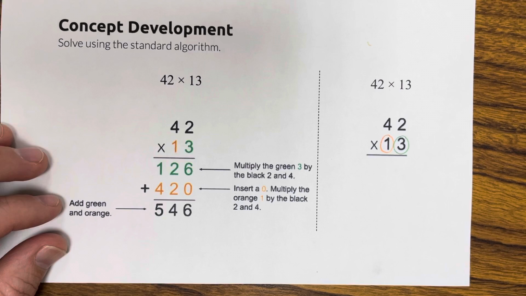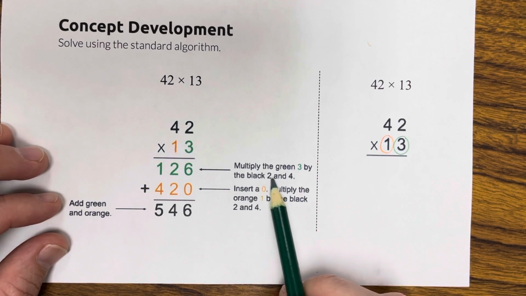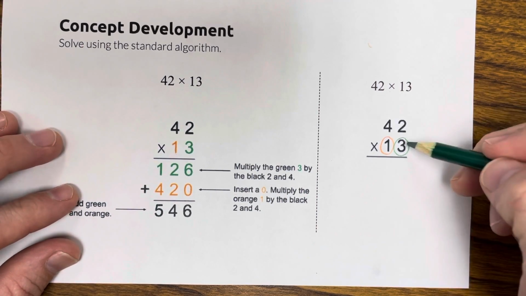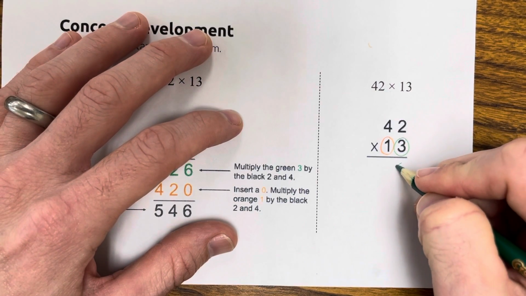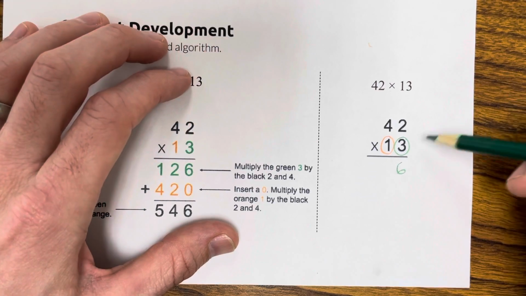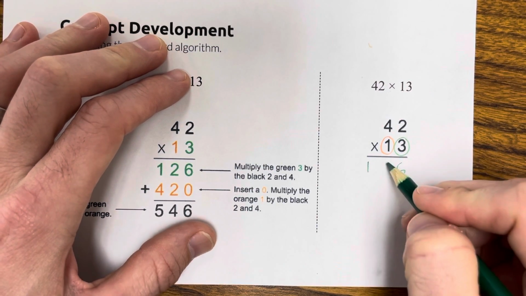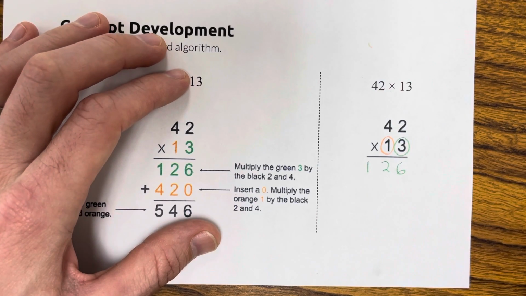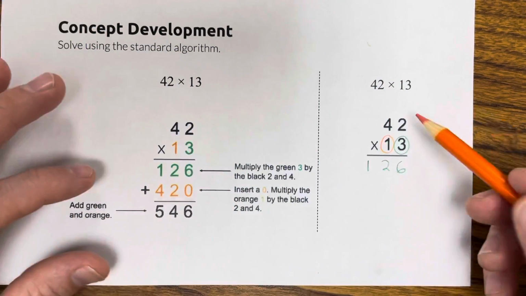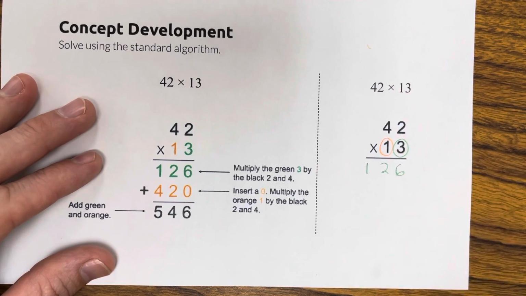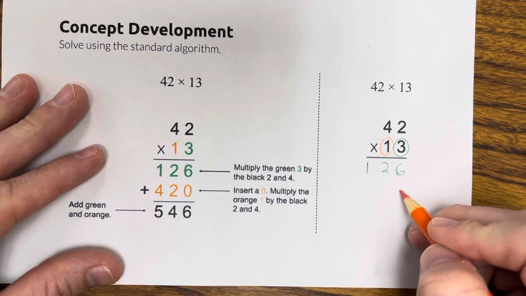So now, what do we do first? Well, we multiply the green 3, this lower right digit, by the black 2 and the black 4, okay? So we do 3 multiplied by 2, and that's 6. We write the 6 down here. Now we do 3 multiplied by the 4, and that's 12. So we write the 1 and the 2, the 12 there. All right, now we're done with the green. We move on to the orange, the 1, and we do the 1 by the 2. But remember, we have to do something first. Insert a 0. So we insert a 0 underneath the 6.